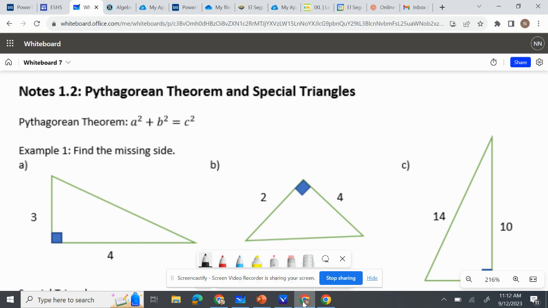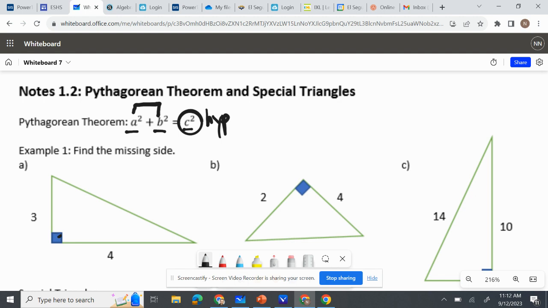What we're going to do is look at the Pythagorean theorem and special triangles. The Pythagorean theorem is a squared plus b squared equals c squared. Now, the a and the b don't matter, they're interchangeable, but the c is really important. That's always our hypotenuse. Our hypotenuse is always directly across from the 90 degrees.